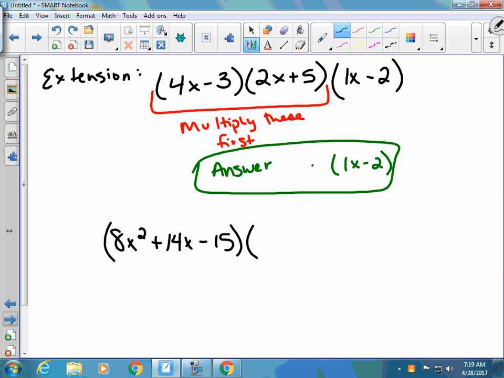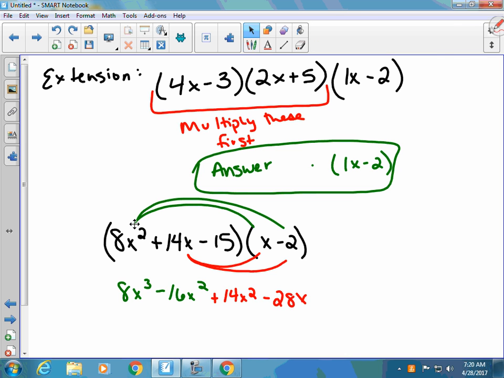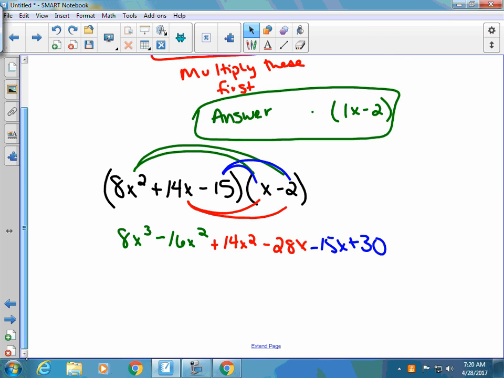And then I would do whatever method I prefer one more time. So I would multiply one more time. Because of time, I'm just going to distribute just to make it a little bit easier. So I've got 8x cubed minus 16x squared plus 14x squared minus 28x minus 15x plus 30. So now I need to go ahead and combine my like terms.